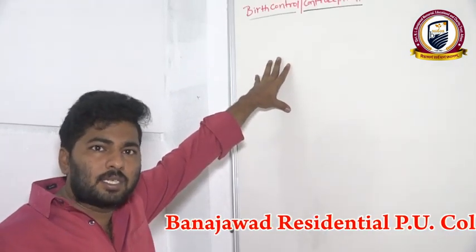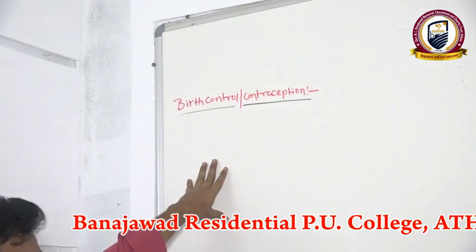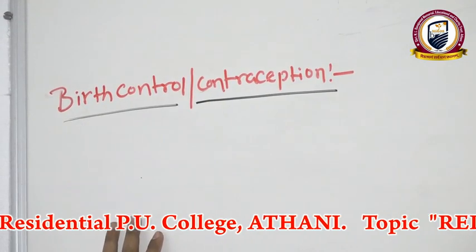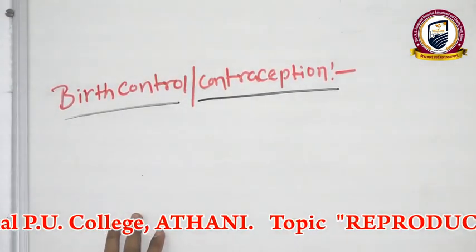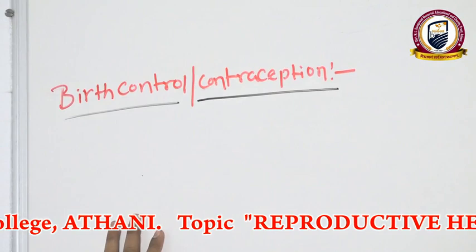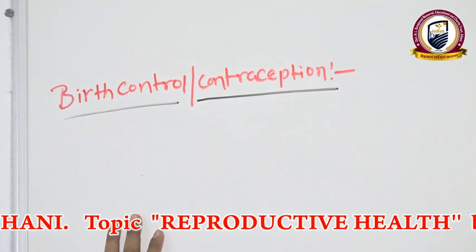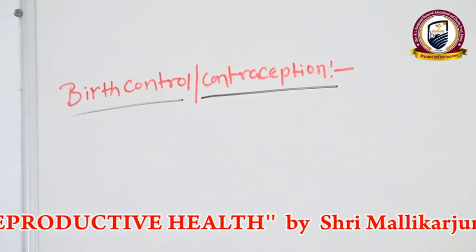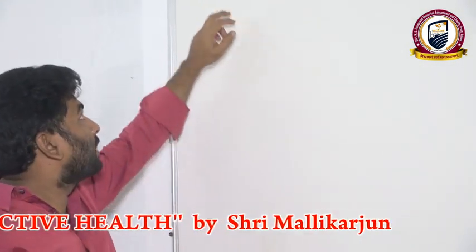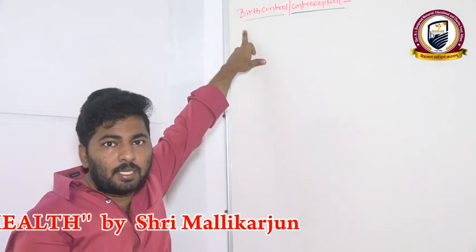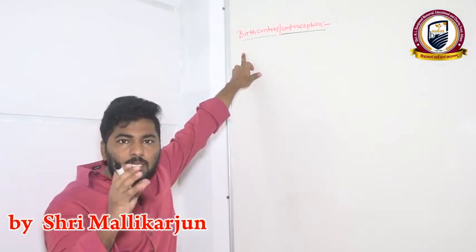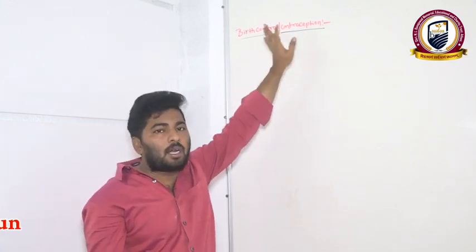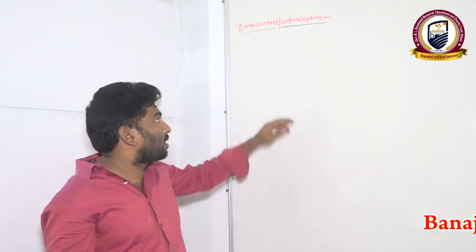Already in yesterday's session we discussed the different kinds of overpopulation, the reasons for overpopulation, and also the consequences of overpopulation, and lastly we discussed the preventing measures of overpopulation. Under the preventing measures, one of the most important we explained was birth control measures. Now in this session we will discuss in detail the birth control or contraceptive methods. Clear? Now we will start the session.